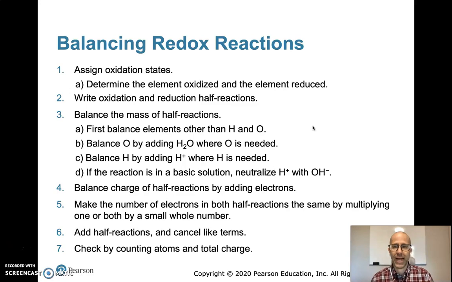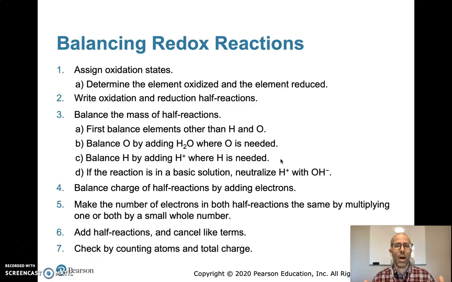The way you're going to balance out the hydrogen is, now that you've added water on one side, that means you've added hydrogen on that side. So you're going to go to the other side and balance it with H+ ions. You add whatever amount of H+ ions you need to balance out the hydrogen. So you balance out the hydrogen by adding H+ where hydrogen is needed. All of that is the same for balancing a redox reaction in an acidic solution, as well as in a basic solution.